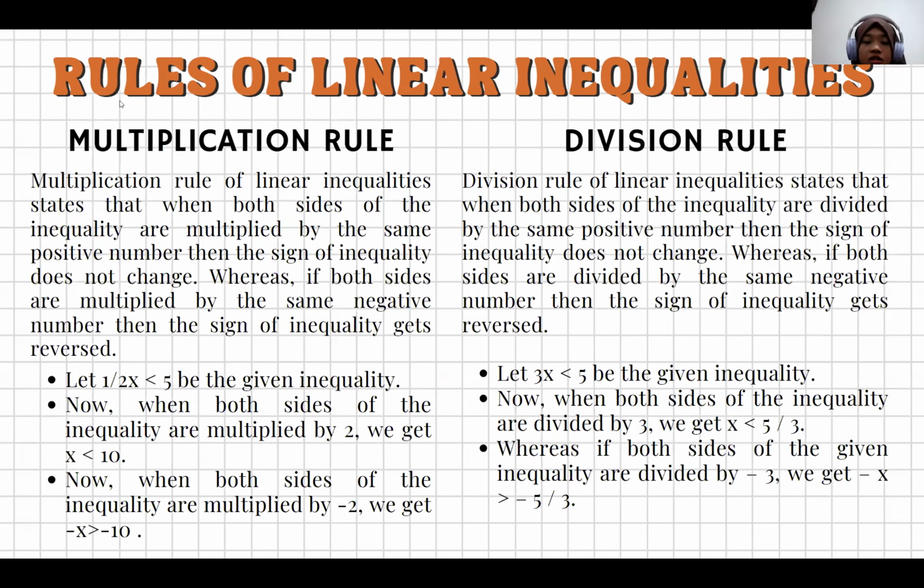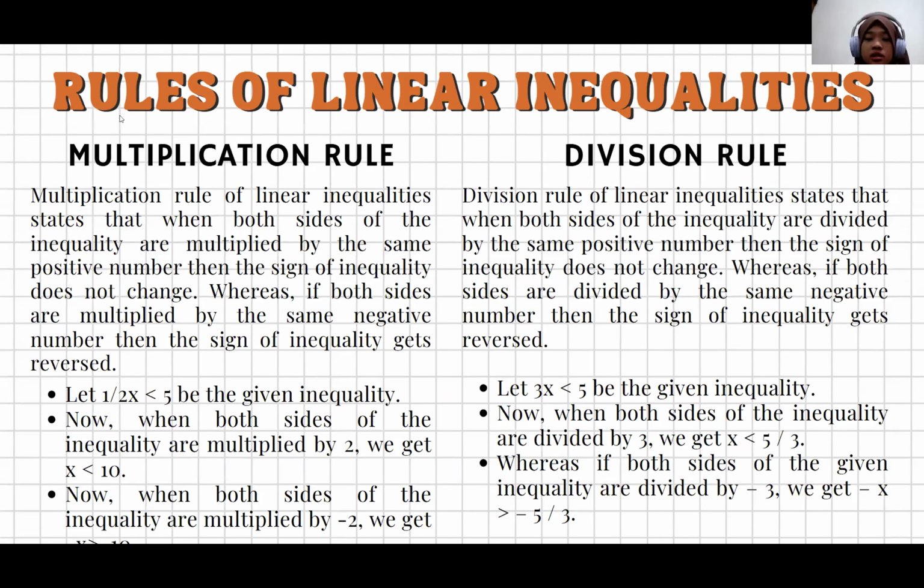Okay. So the third one is the multiplication rule. The multiplication rule of linear inequalities says that when both sides of an inequality are multiplied by the same positive number, then the sign of the inequality does not change. Whereas if both sides are multiplied by the same negative number, then the sign of the inequality gets reversed. So we have an example.